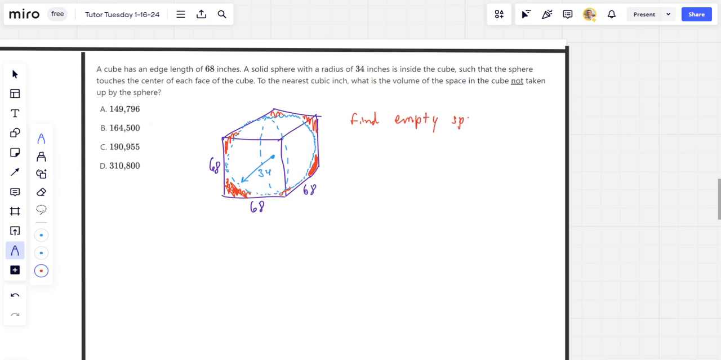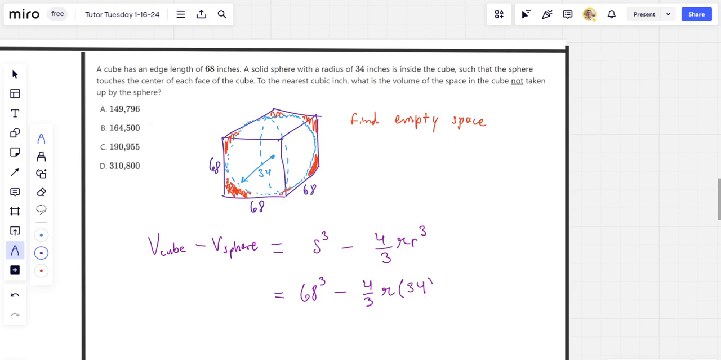So to find an empty space here, what we can just do quite simply is take the volume of the cube and subtract the volume of the sphere. And I think these formulas are even given to you on the digital SAT reference sheet that you can pull up. So the volume of a cube is going to be the side length cubed, and the volume of a sphere is going to be 4/3 pi r cubed. So that's 68 cubed minus 4/3 pi times 34 cubed.